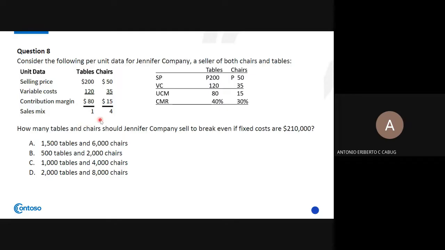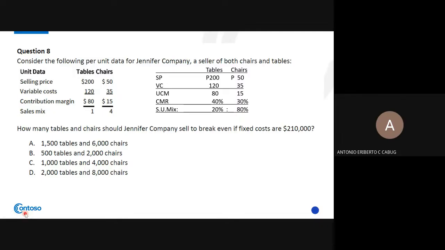1 plus 4 is 5. 1 over 5 is 20%. 4 over 5 is 80%. The sales unit mix can be expressed in this way. Instead of 1:4, para mapadali yung calculation natin, gawin natin 20% is to 80%.